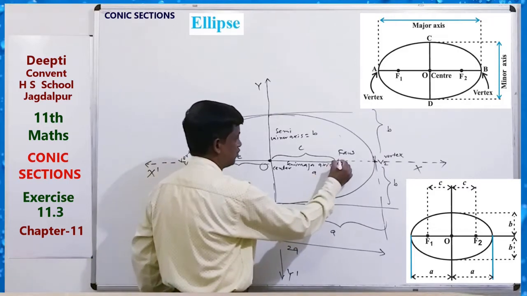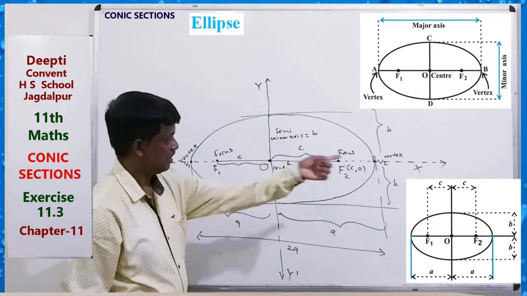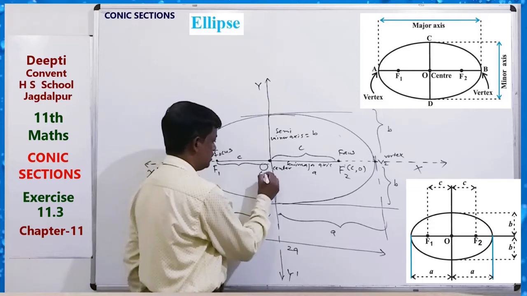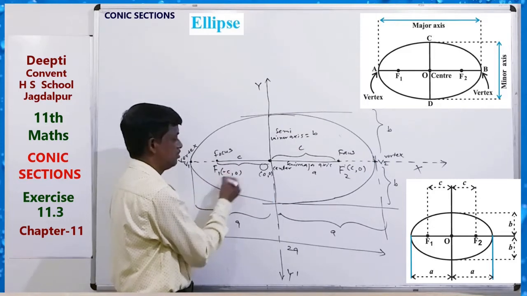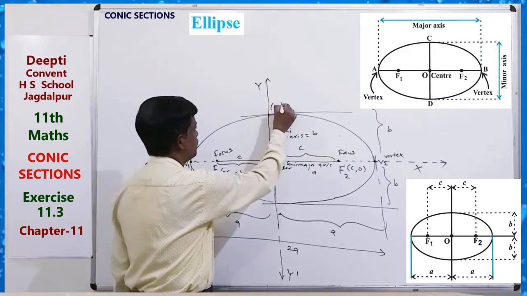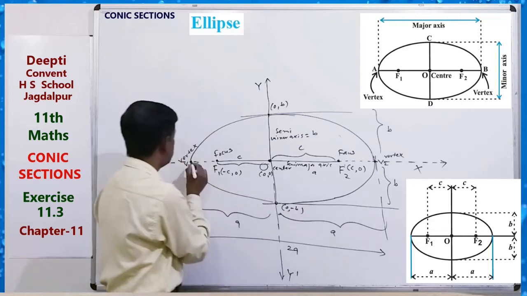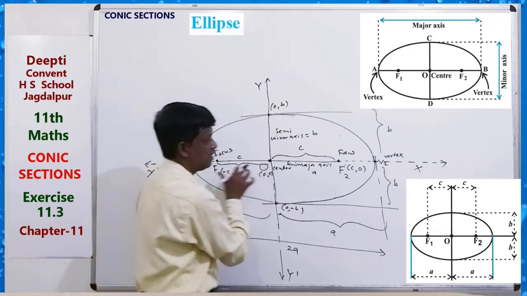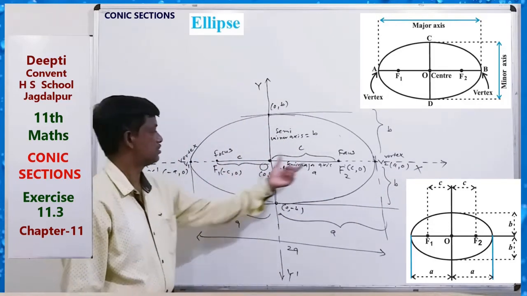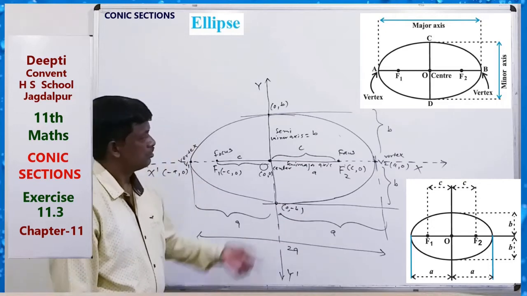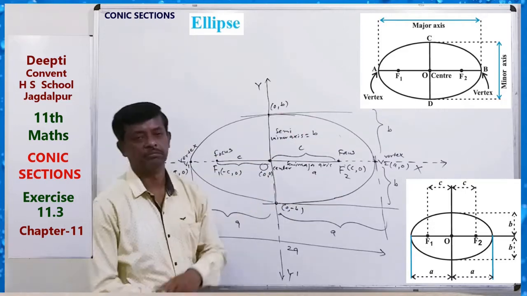So what is the coordinate of this point? If this is the center, the origin, with the x-axis and y-axis, this is 0,0. Then this is c, so (c,0). This is (-c,0). And this is (0,b). This is (0,-b). And this is (-a,0), because the length is a, this is (a,0). So these are the coordinates of the vertices and the foci. These are the factors, this is our notation. You can see it in the diagram also.